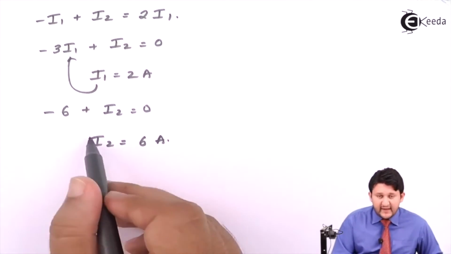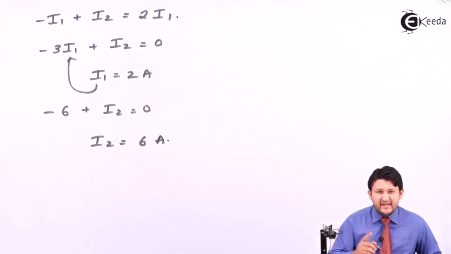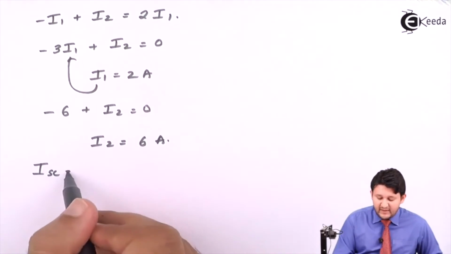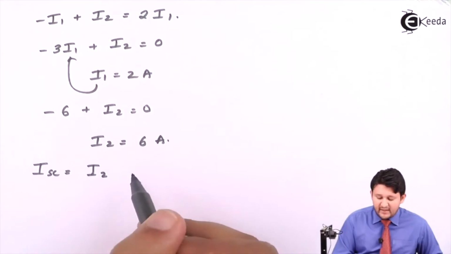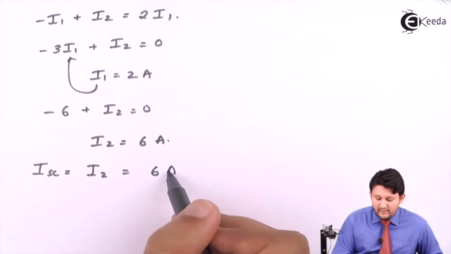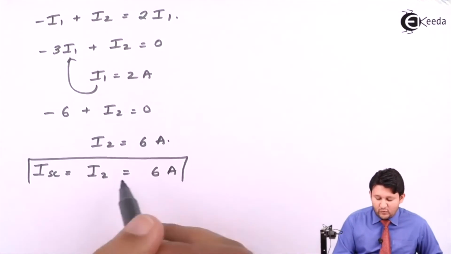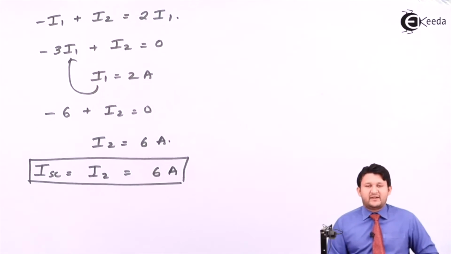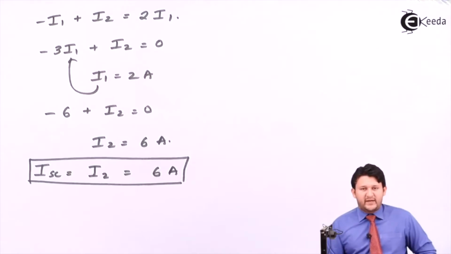You don't want to find I2. Your main intention was finding ISC, my dear friend. Looking at the circuit, if you consider your ISC and I2 to be in the same direction, it will be equal to that, which is nothing but your step 2. Your step 2 was finding the short circuit current. That was your step 2, my dear friend.